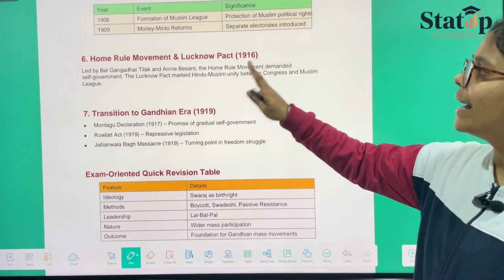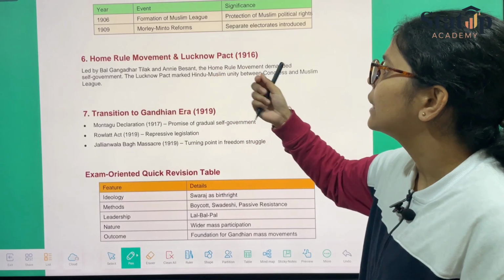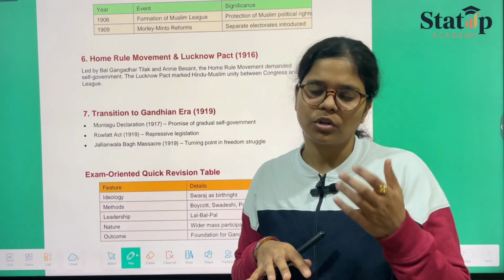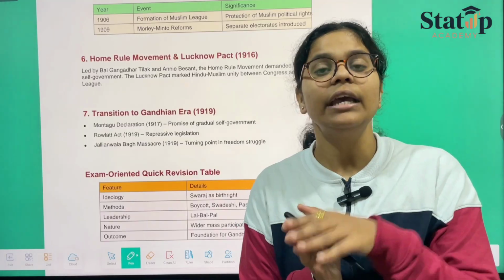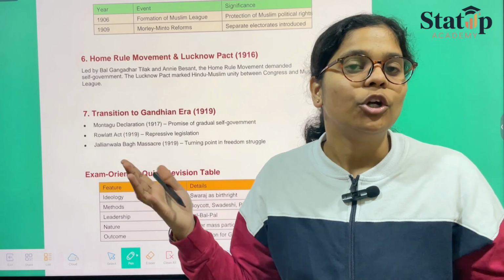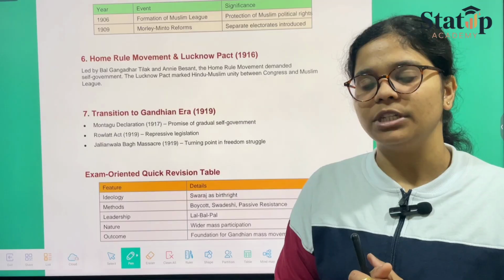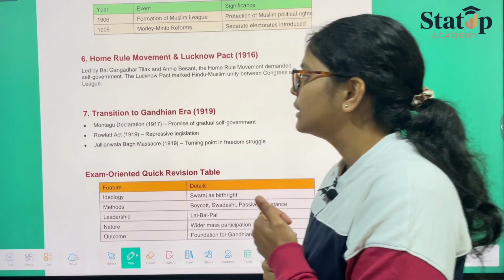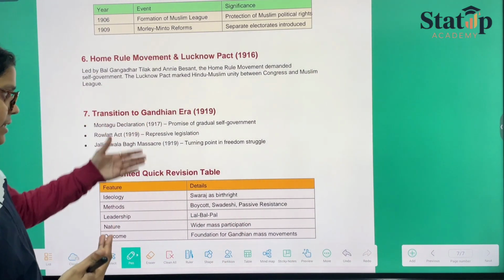Then there was the Home Rule movement and the Lucknow Pact. We have already talked about Home Rule, that is, Swaraj we want, and the Lucknow Pact, in which the Muslim community came together with the Congress, in 1916 only. In 1916, we saw that the extremists and the moderates that got split during the Surat session came back together in the Lucknow session along with the Muslim team, where they all demanded Swaraj. The transition to the Gandhian era, we will see so many things, and we have already discussed all these things in detail.